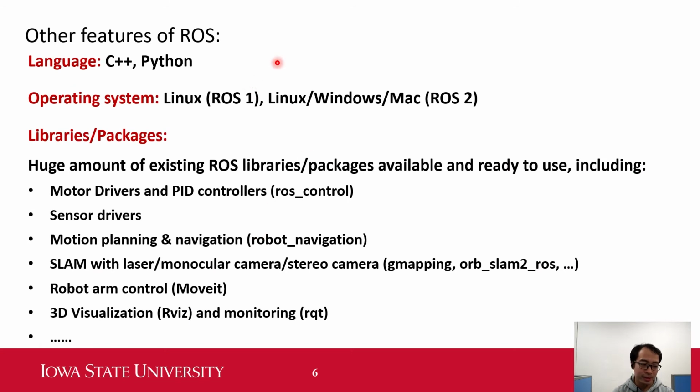And there are some other features of ROS. It supports C++ and Python as languages. For ROS 1, it only supports Linux, and for ROS 2, it supports more operating systems. There are a huge amount of existing ROS libraries available and ready to use, for example, motor controllers, sensor drivers, motion planning, and even robot arm control.